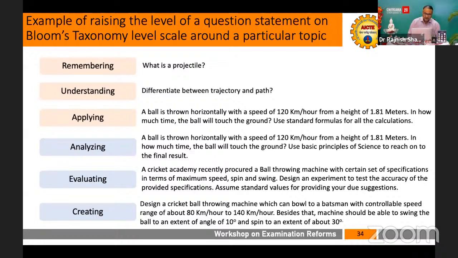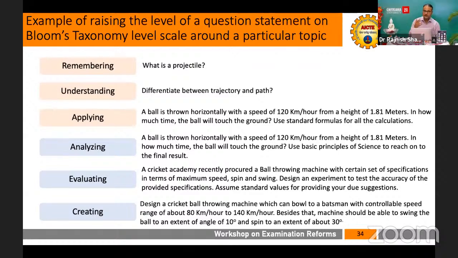Next is again raising the level of question more. A cricket academy recently procured a ball throwing machine with a certain level of specification in terms of maximum speed, spin and swing also. Design an experiment to test the accuracy of the provided specifications. Assume standard values while providing your due suggestions.